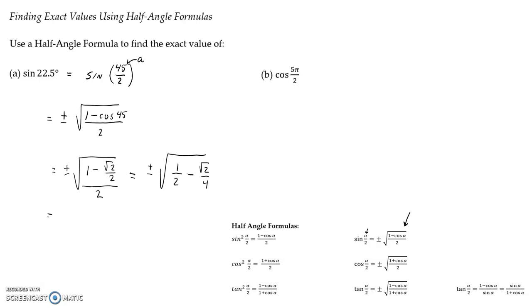Let's take this one just a little bit farther here. I want to be able to subtract these fractions, so I'm going to rewrite them so they have a common denominator of 4. So 2/4 minus that radical 2 over 4 is going to give me positive or negative square root of 2 minus radical 2, all of that over 4.